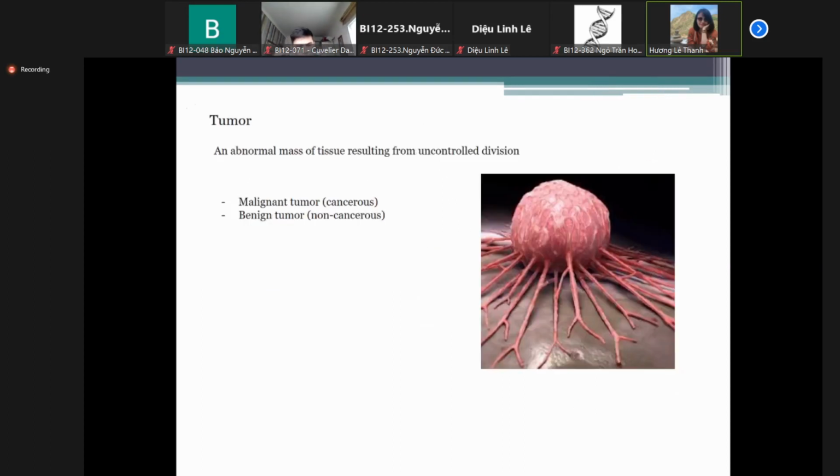And the next one, these cancer cells may become tumors. Tumors are abnormal masses of tissue resulting from uncontrolled divisions. And here we have two types of tumors: malignant tumors, which are cancerous, and benign tumors.